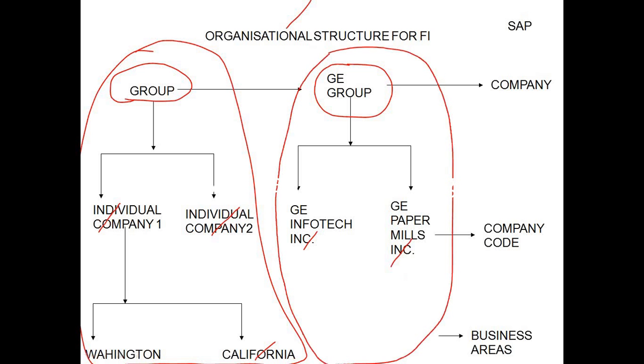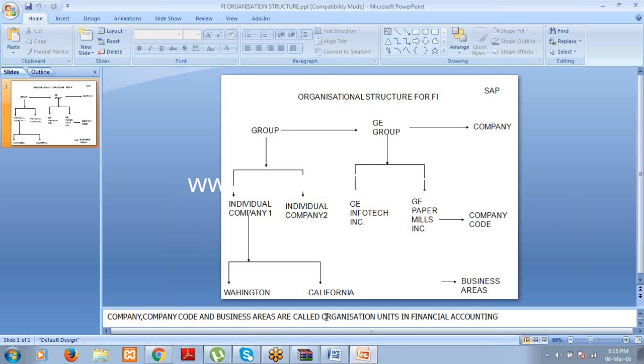Now, if you map this enterprise structure into SAP, in SAP, group is always called company. Then these individual companies are called company codes. Then the geographical areas in which the individual company codes are carrying on business are called business areas. So as a starting point of the configuration, every FI consultant has to create a company, company code and business areas. These are called organizational units in financial accounting.